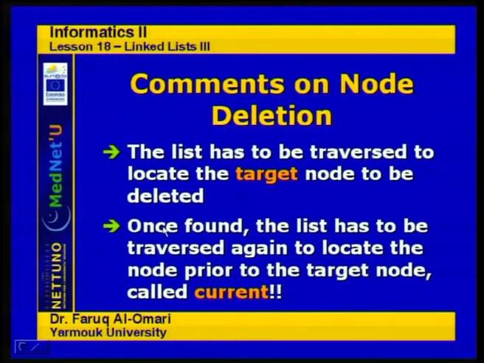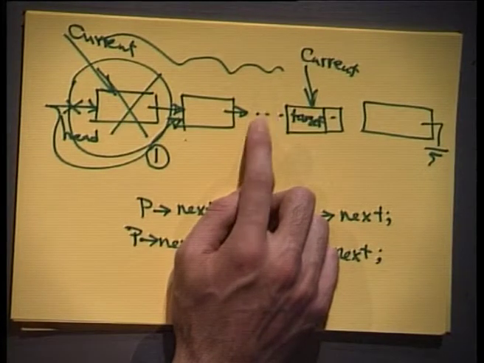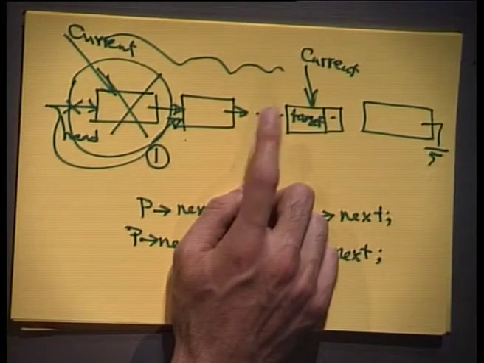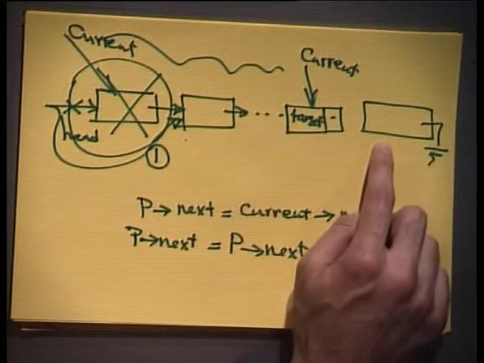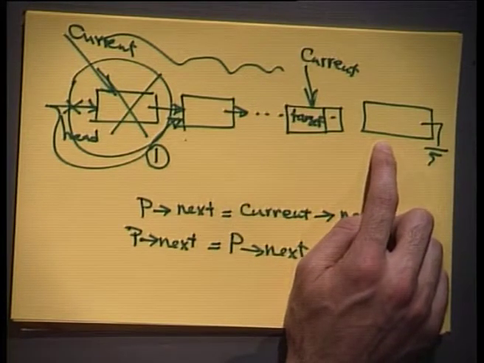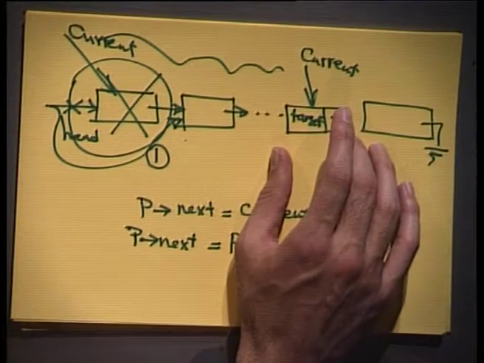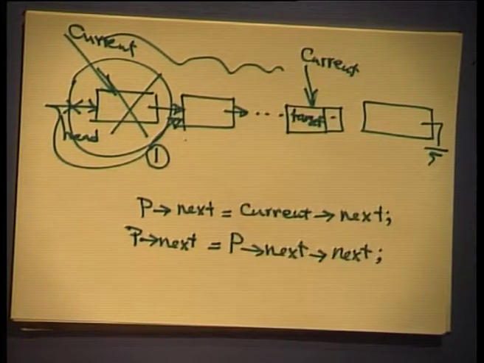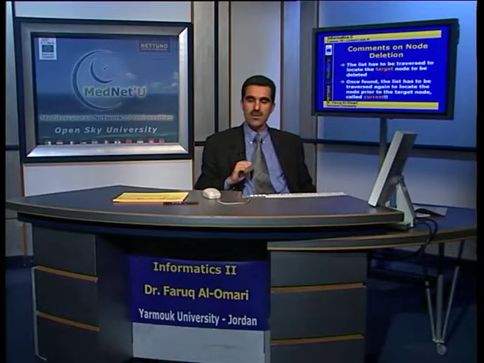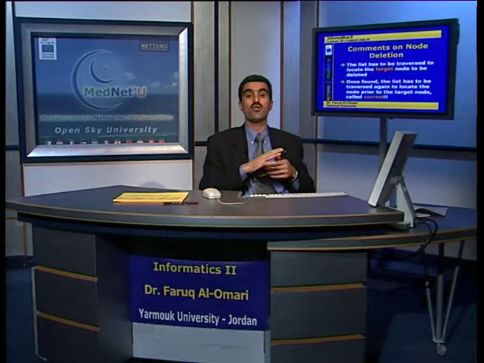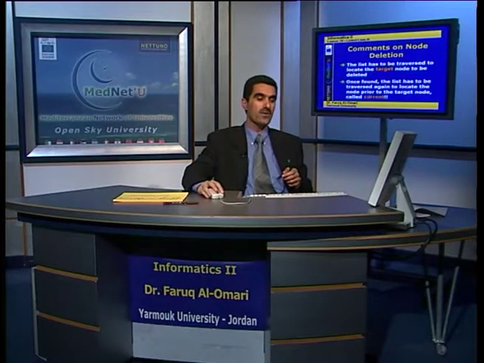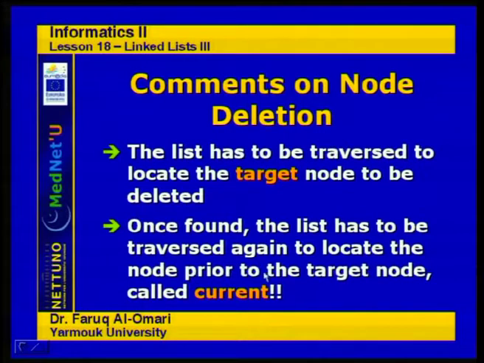Once I found my target, the list has to be traversed again to locate the node prior to the target. And why do I need that? Well, because I'm going to use the pointer inside it to point to the next one in row. All right? And while I'm sitting at current, there is no way for me to know what is the address in there. So I need to traverse. Well, this is unfortunate, but I have to do it. I have to traverse the list again till I get to the point just before my target point. Okay?